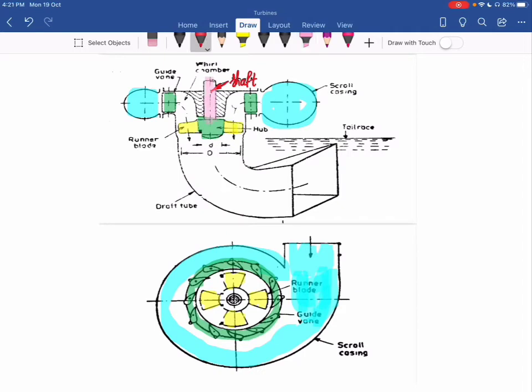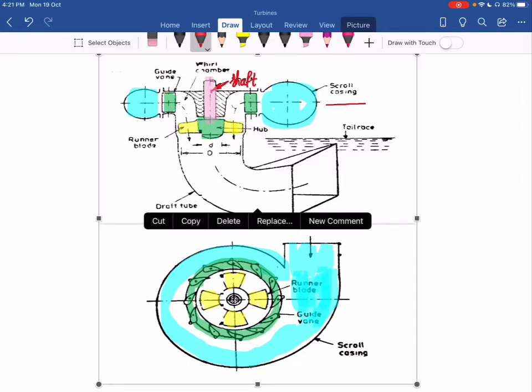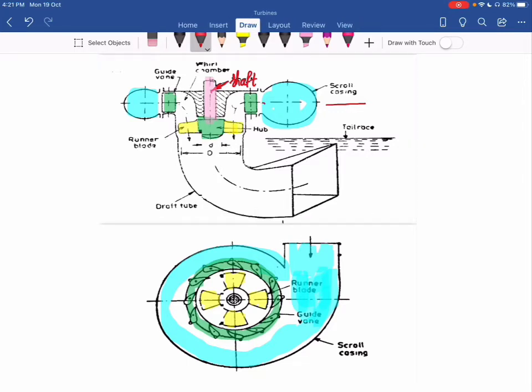Now in this case, water enters the casing from the penstock. Again, we have a special type of casing, that is the scroll or spiral casing. After that, water goes to the guide blades. The position of the guide blades is adjusted according to the load on the turbine.